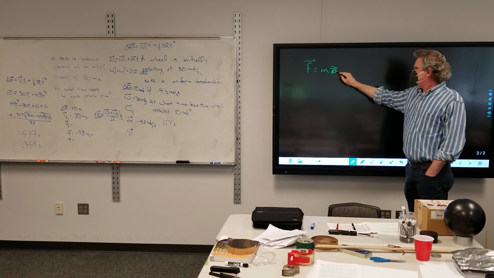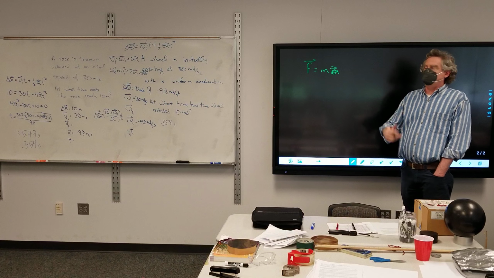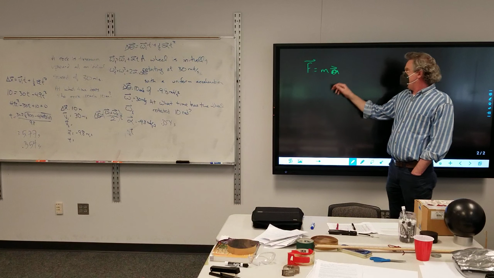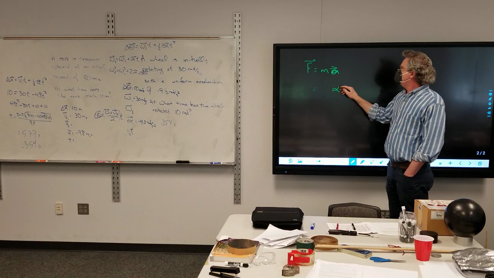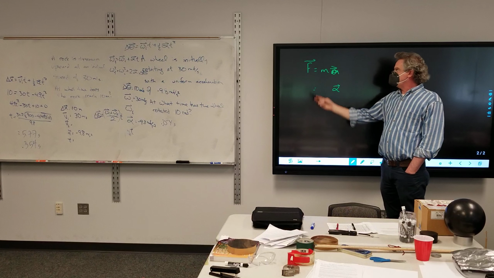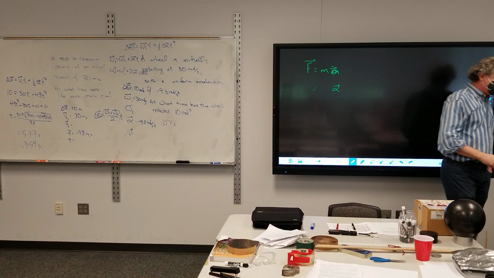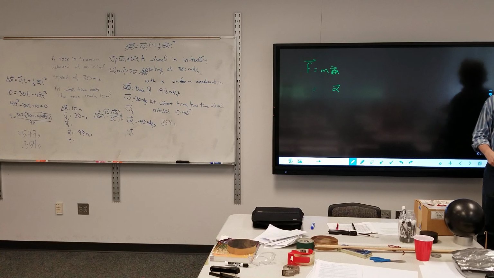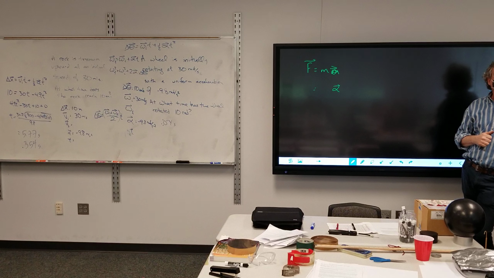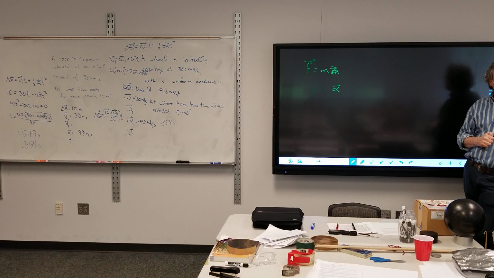F equals ma. There's a rotational analog for that too. I know that a becomes alpha. So what are the rotational analogs of force and mass? We'll just start out with mass. What's the rotational analog of mass? Mass. It is not.